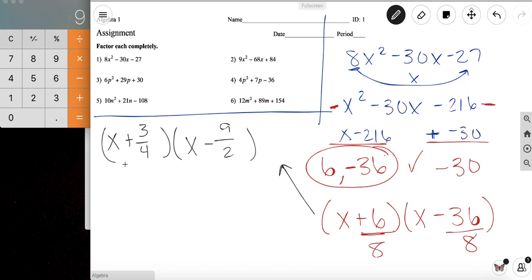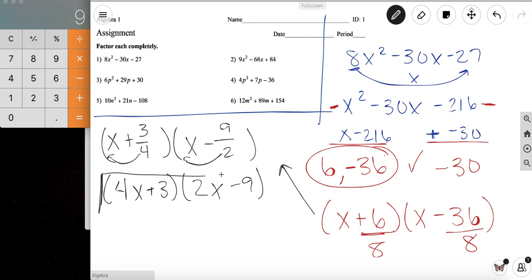Okay. Yes. So now in this part of the step, since we don't get a nice whole number, we need to swing our denominators out in front. So we get 4x plus 3 and 2x minus 9. This should be your answer. This is the one that you should be circling, boxing, starring, whatever. Okay? How do we know?